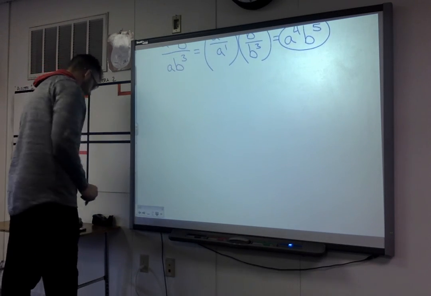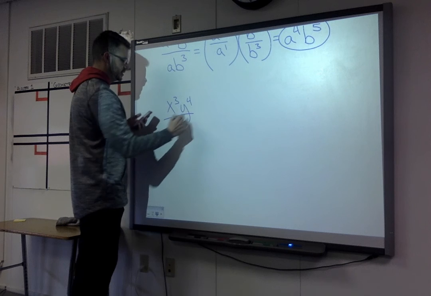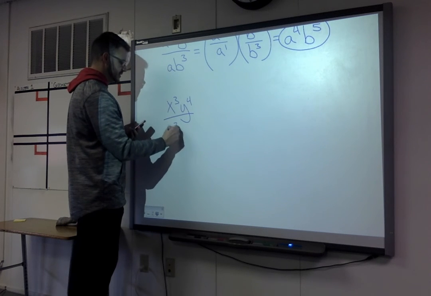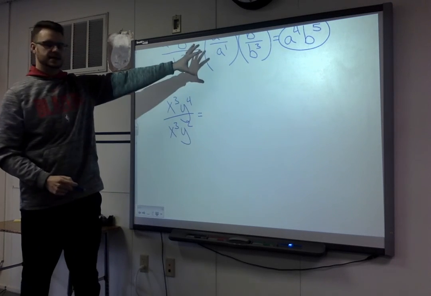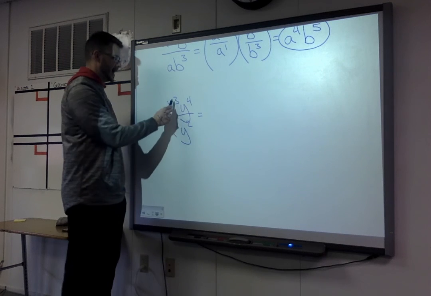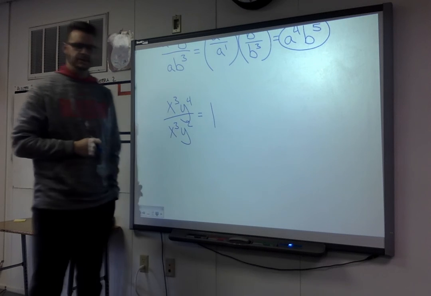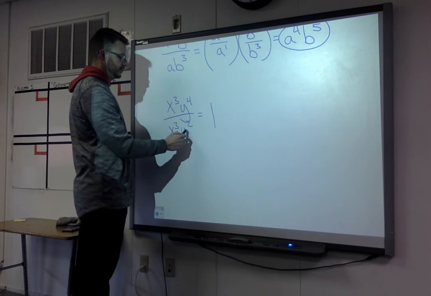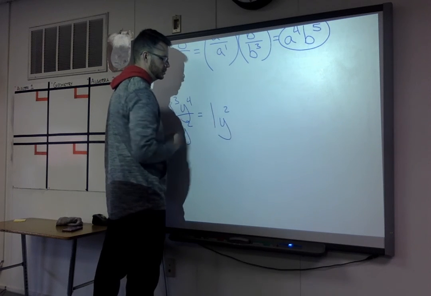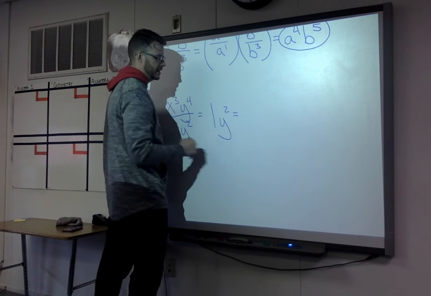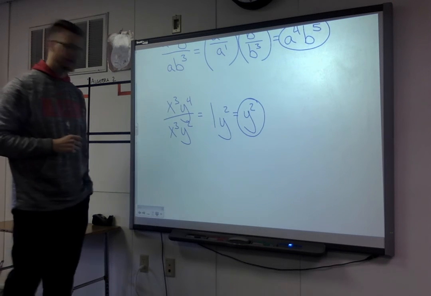The second example that you have in your notes is x cubed times y to the fourth over x cubed times y squared. Now this one, if we don't separate it out, if we just go through and solve it right away, x cubed divided by x cubed gives us 1. Anything divided by itself is 1. Y to the fourth divided by y squared, so 4 minus 2 would leave us with y squared. We can get rid of that 1 in our answer, and we would just have our answer of y squared.